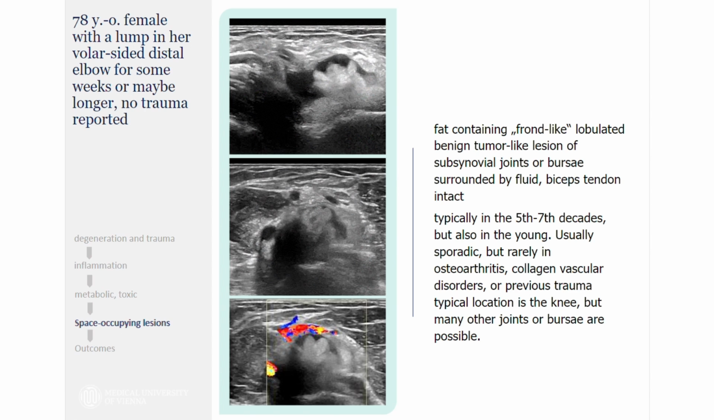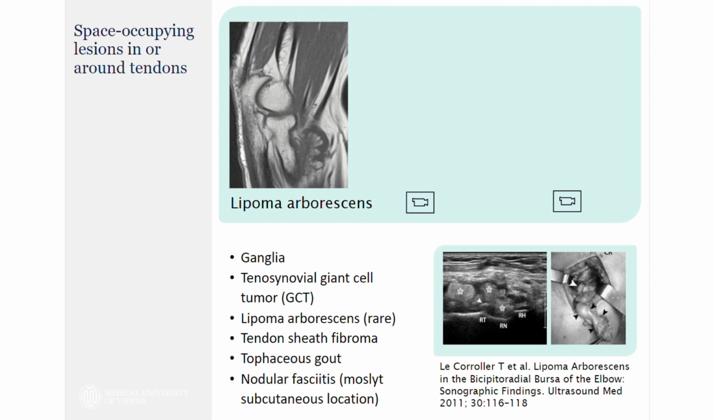Lipoma arborescens usually is observed in the knee around the quadriceps tendon, but the second most common location is this, and we discussed the case some years ago at the European Congress of Radiology. Once you are aware of it, and here again you see the same abnormality with MRI, you see the intact biceps tendon. That's the point. And here again, the intact biceps tendon. And this is a very nice publication from Thomas Le Corroller from southern France, who also showed and documented the surgical correlation of it.